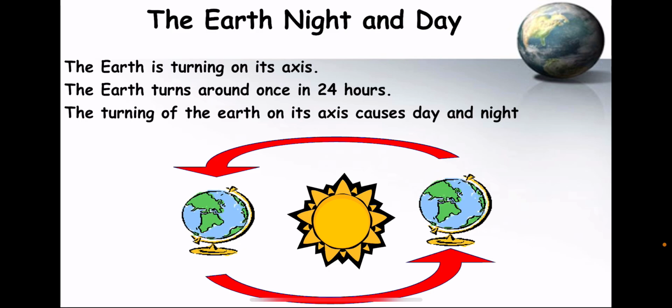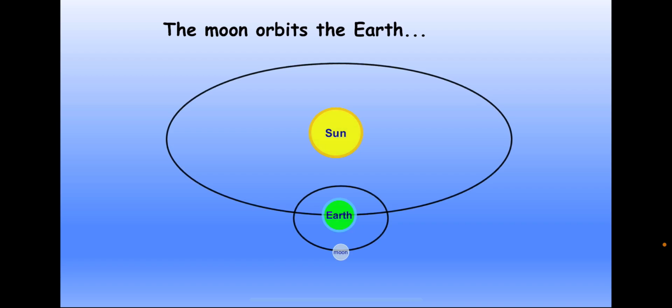And earth also spins or rotates around its axis. The axis is an imaginary line that runs through earth's center and which completes one rotation in 24 hours. This is equal to 1 day. The moon orbits the earth. Now you can see this is the moon and it is orbiting the earth.